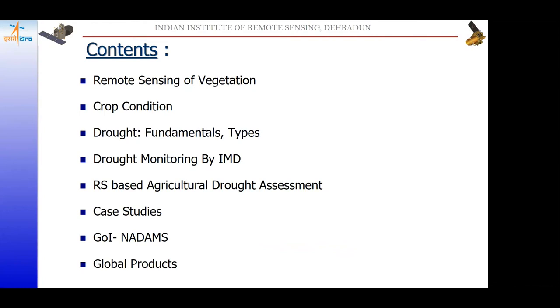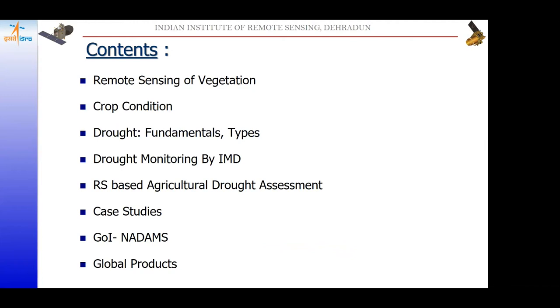Then I will discuss the part of drought, fundamental definitions and their types, how India Meteorological Department monitors drought using some sophisticated ground-based information, and how remote sensing can be used for various applications in agriculture drought assessment. Related to that, various case studies, I will thoroughly discuss in terms of their methodology and their results, how we incorporate and how we interpret the results in the same theme of agriculture drought assessment.